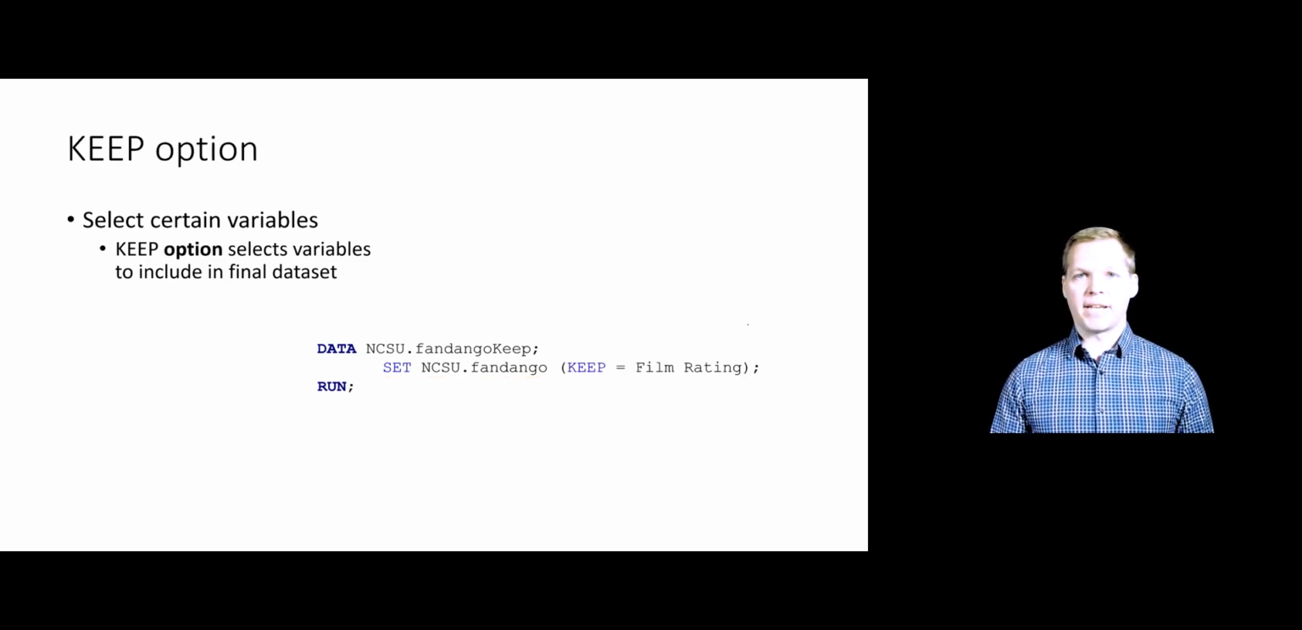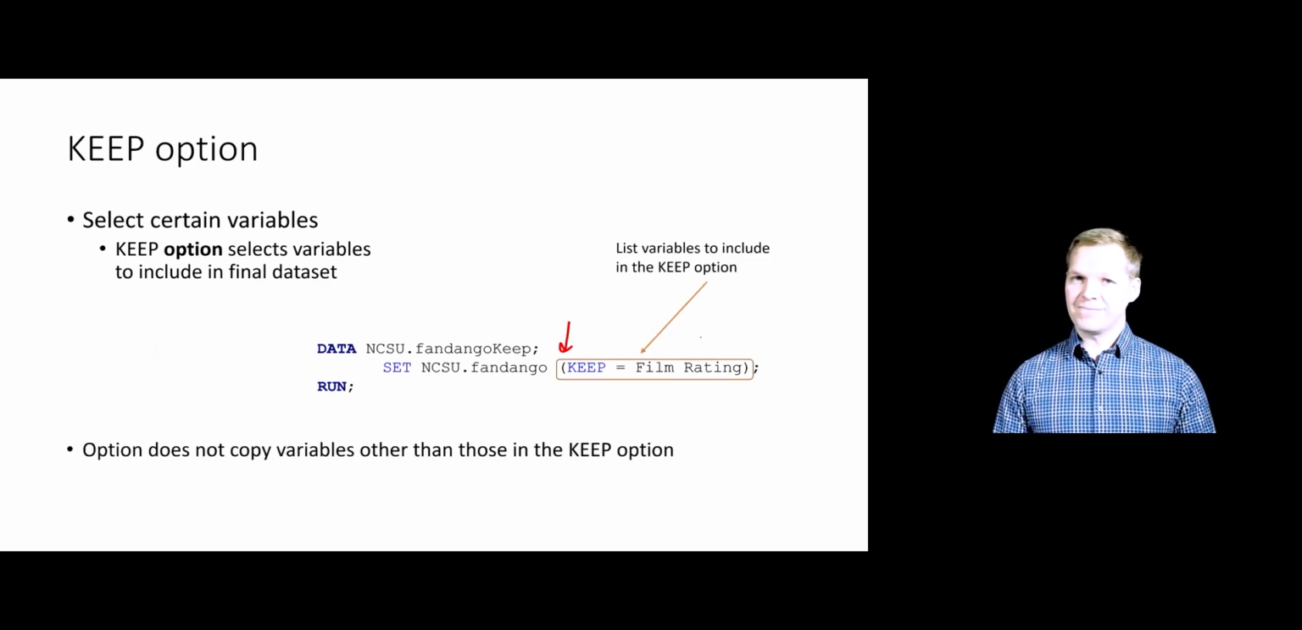Alternatively, we can use the keep dataset option. Again, the syntax is different. We put our dataset options in parentheses after the dataset in the set statement. And here we're just going to say keep equal film and rating. Not too bad. Just like before, this is going to do the copying after it's done the keep. So we're going to only keep those variables and then copy over our data set.